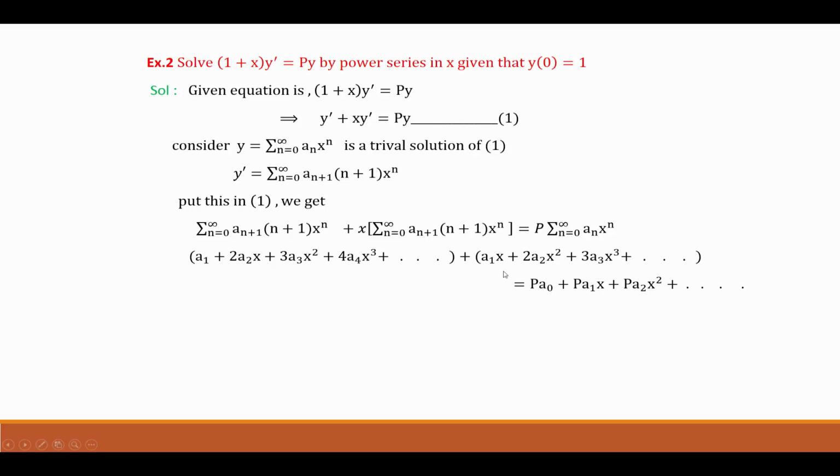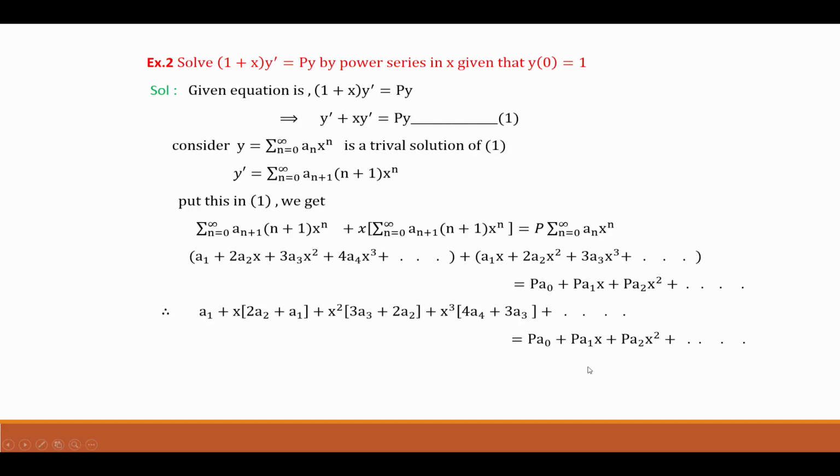Then simplify this term. First write down the constant term a1, plus now combine these terms taking x common, we get 2a2 plus a1 into x. Now from this term x square common, we get 3a3 plus 2a2 into x square. Then plus x cube common, 4a4 plus 3a3 into x cube plus dot dot dot equal to, right hand side, p into a0 plus p into a1x plus p into a2x square plus dot dot dot.